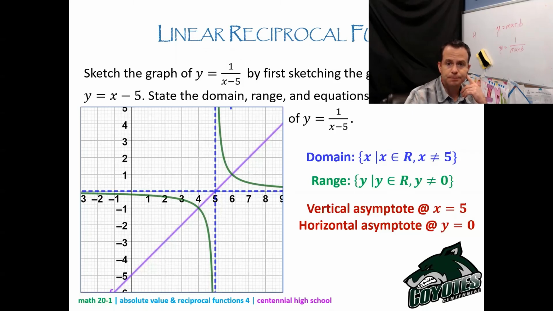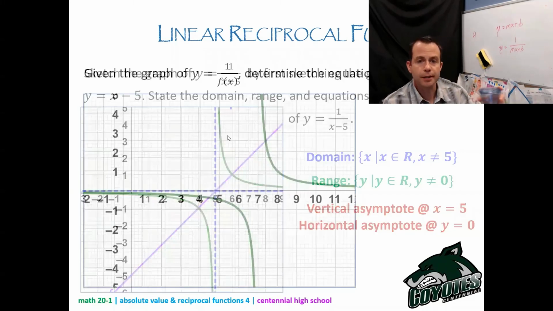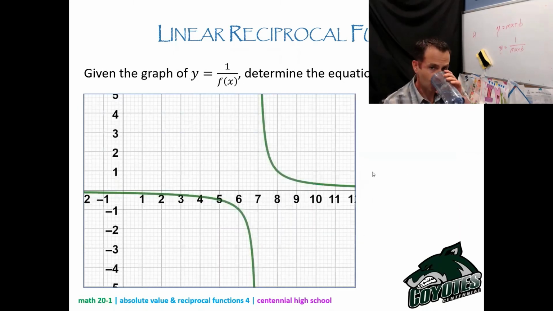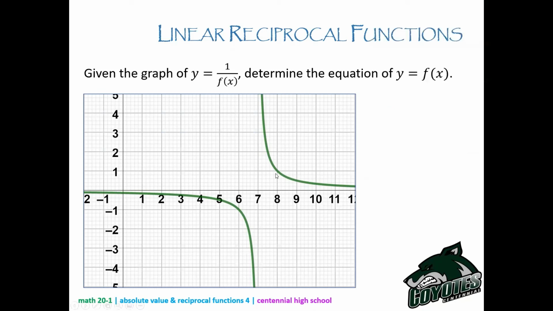Awesome. All right, the last question we'll talk about today. Given the graph of y equals 1 over f of x, determine the equation of y equals f of x. So now we're going backwards. I actually gave you the reciprocal function. I want you to come up with the linear function that would have created this reciprocal function. I'm just going to hide my head for a quick second for those of you who are at home and need to see the question.